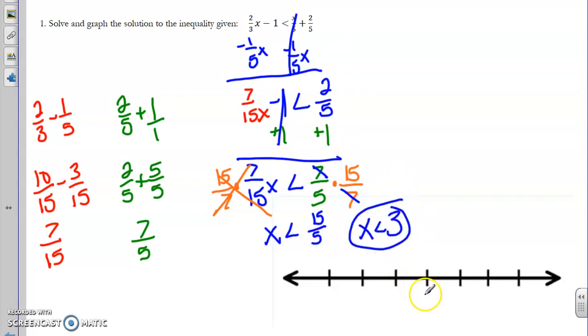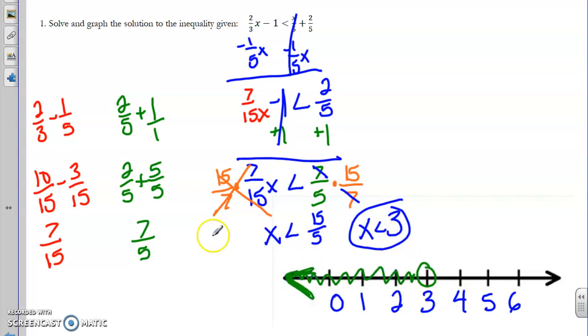All right, and then we'll put it on our number line. Okay, this is a just less than symbol. Less than means open circle, and less than also means shade to the left.